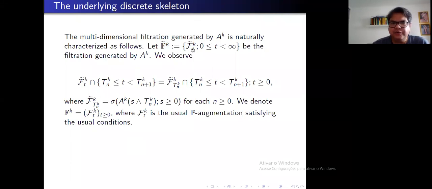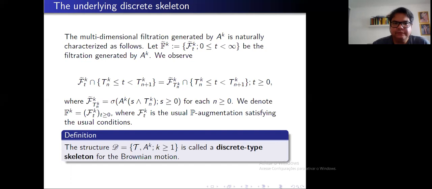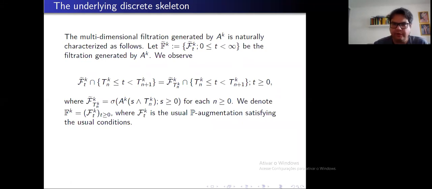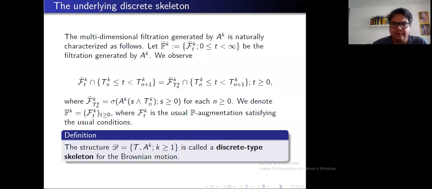So Fk is the filtration generated by the continuous time random walk, and Fk is just the P augmentation of this filtration. Okay, so this filtration is nice because I think it was Shiryaev and also Jean Jacod. They wrote a paper. They call this a jumping filtration, because between two stopping times, roughly speaking, it doesn't move. It's nice, and every martingale in this filtration is of bounded variation, but it's not really important for this talk. So I will call this a discrete type skeleton for the Brownian motion. So yes, D is a discrete type skeleton for the Brownian motion. So my numerical scheme will be based on this D.